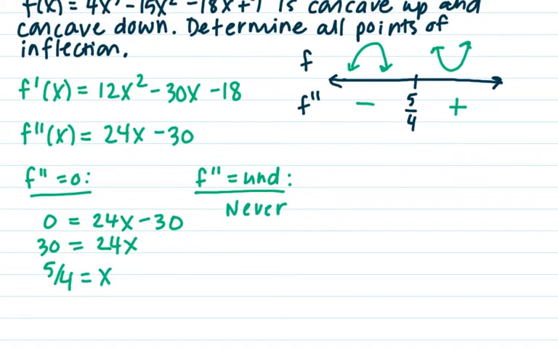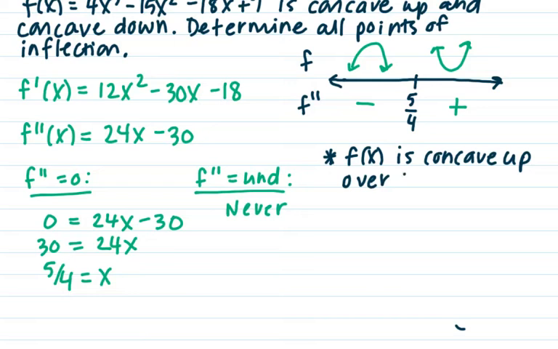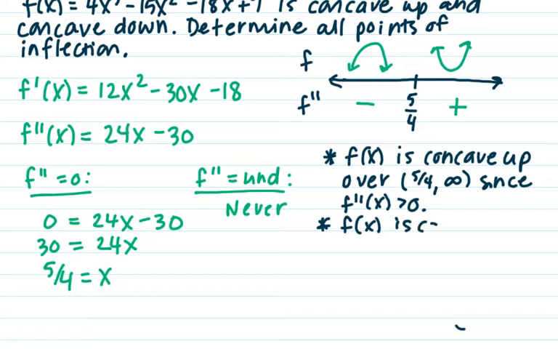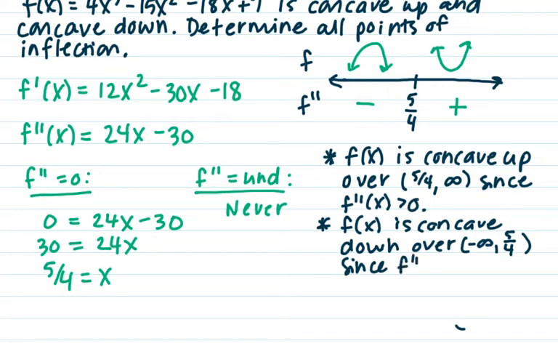So this would mean that f of x is concave up over the interval 5/4, comma, infinity, since the second derivative is greater than 0 in that area. Okay, and similarly, the function is concave down over negative infinity, comma, 5/4, since f double prime is less than 0 on that interval.